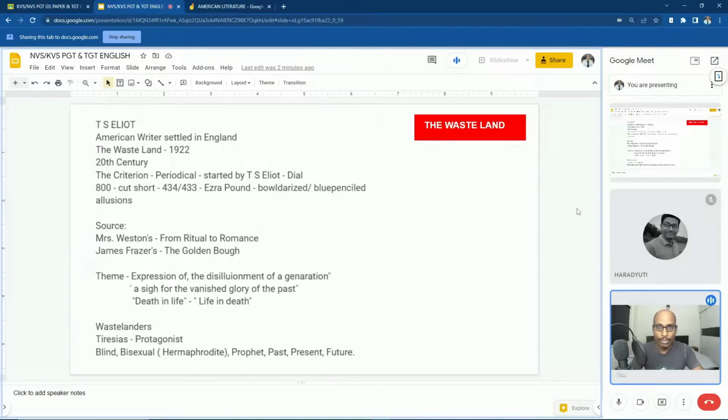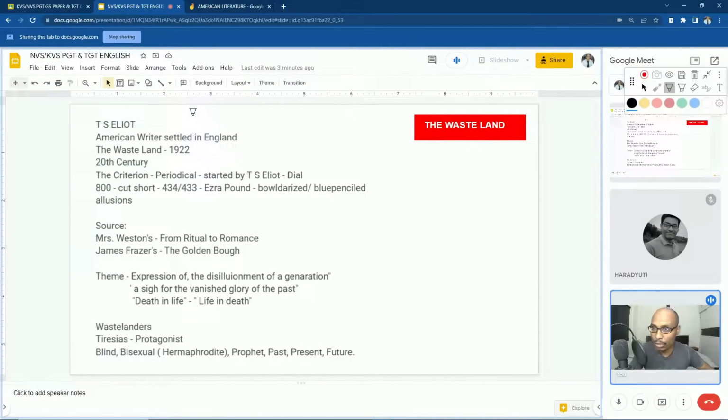So after completion of the introduction of American literature, now we are focusing on the 19th and 20th century English literature, which is produced by the American writers. One of the most important American writers in the 20th century is T.S. Eliot, and his greatest contribution to the English literature is the poem The Waste Land. So let us first quickly go to the facts about T.S. Eliot, and then we'll begin the introduction and explanation about the poem.